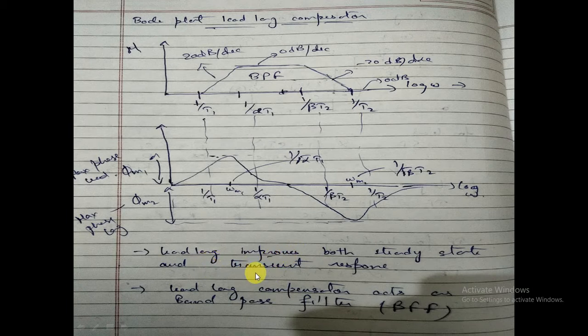Lead lag improves both the steady state and transient state, basically it improves both of them. And it is a band pass filter, as you can see this is only allowing a band to get through it, so it is a band pass filter.